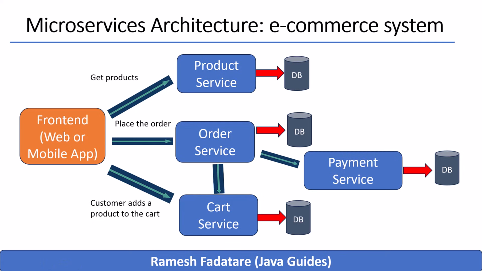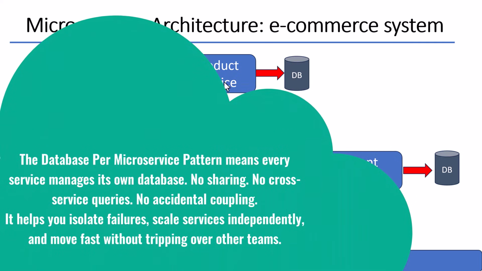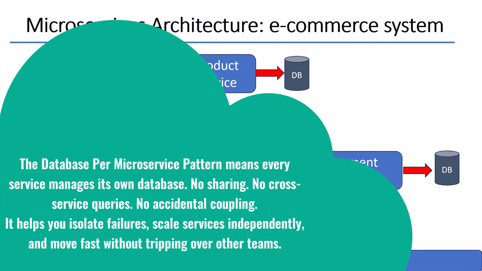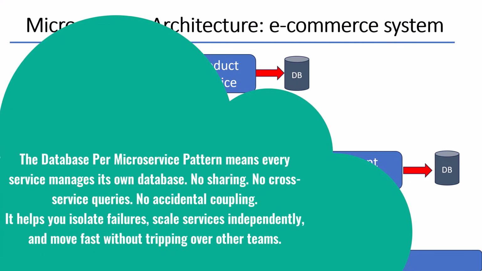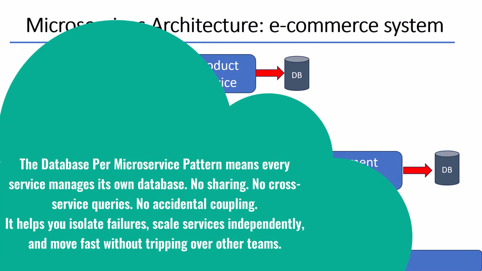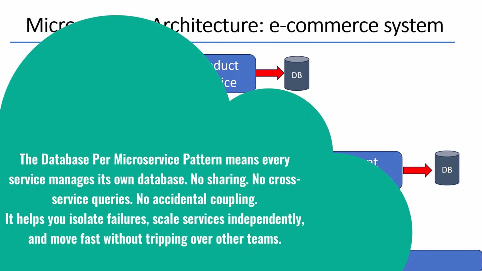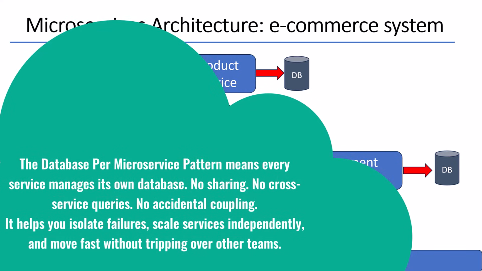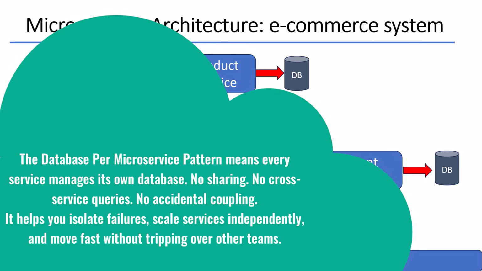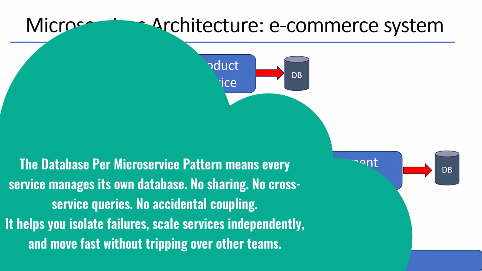So to sum it up, the database per microservice pattern means every service manages its own database. No sharing, no cross-service queries, no accidental coupling. It helps you isolate failures, scale services independently, and move fast without tripping over other teams.